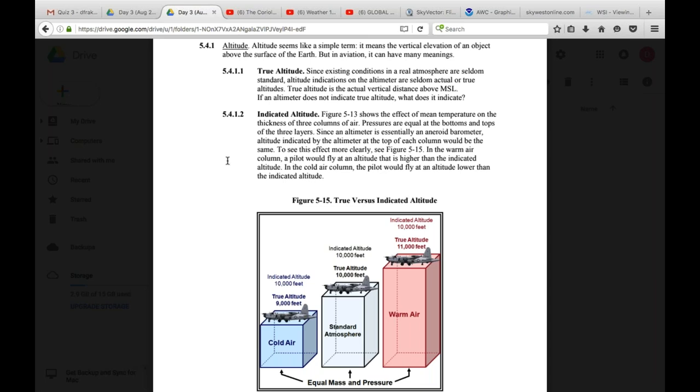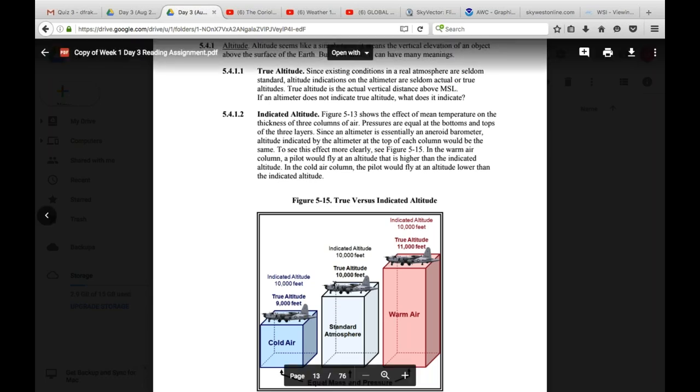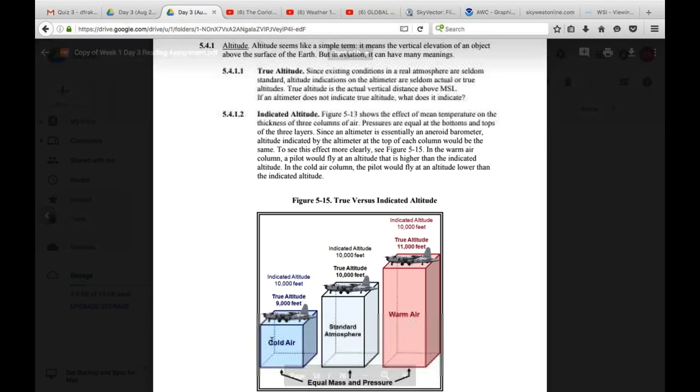So in a warm air column, a pilot would fly at an altitude that is higher than the indicated altitude. In the cold air column, the pilot would be flying at an altitude lower than the indicated. So even though these are all indicating 10,000 feet, their true altitude is going to be higher in hot air, be the same in standard, and then actually lower in cold air.